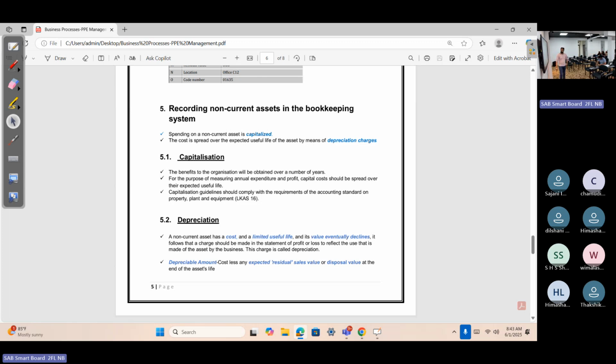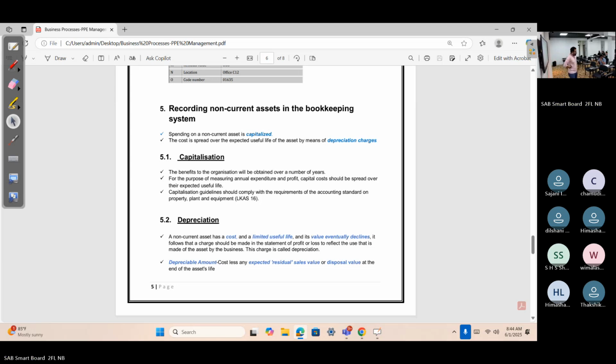The benefits of spending on a non-current asset are capitalized. The cost is spread over the expected useful life of the asset, as depreciation charges. With capitalization, the benefits to the organization will be obtained over a number of years, more than 1 year. For the purpose of measuring annual expenditure and profit, the capital cost will be spread over the expected useful life.